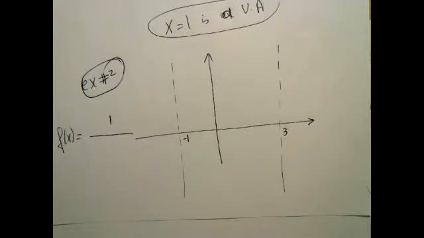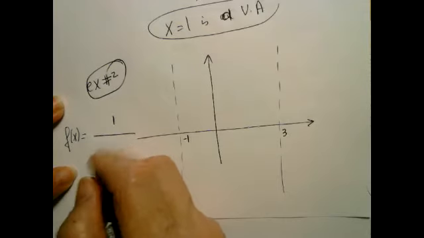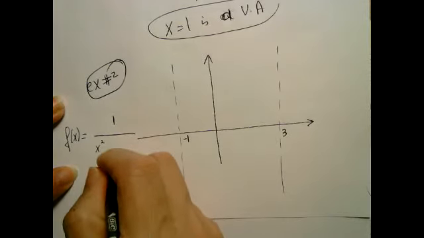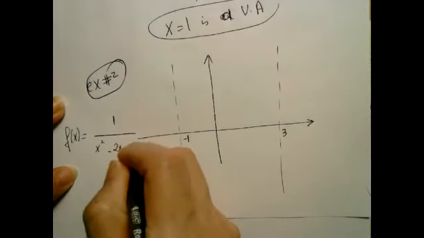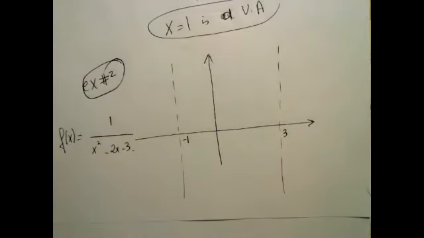Elizabeth has an idea? Anybody else? Where did Elizabeth come up with her answer from? So she's giving me x squared minus 2x minus 3. Where do you think she came up with her answer from?